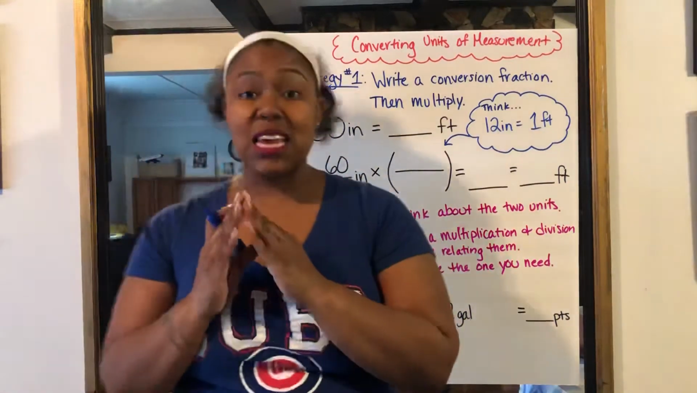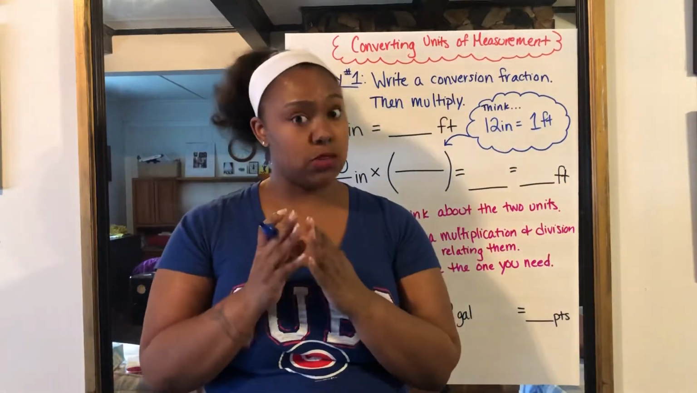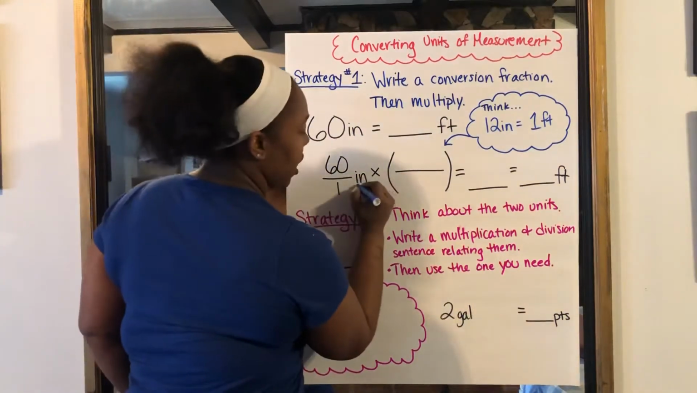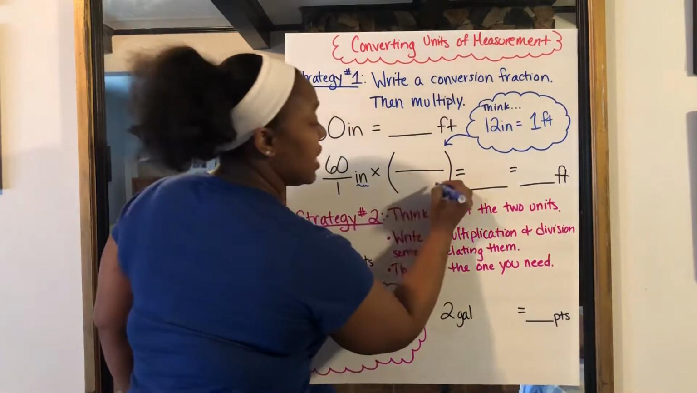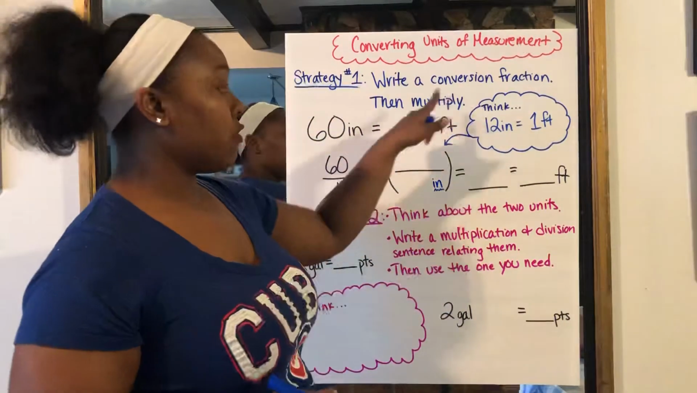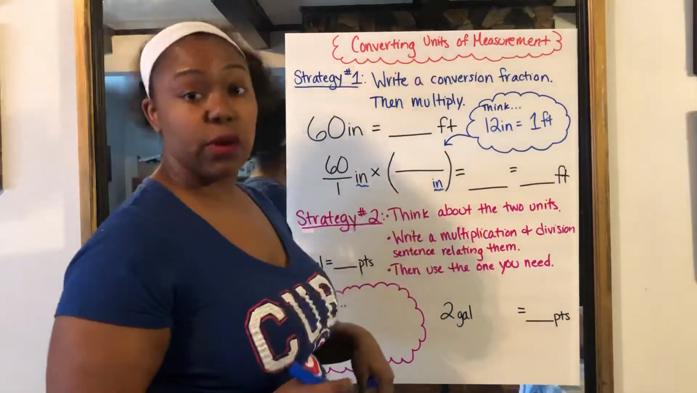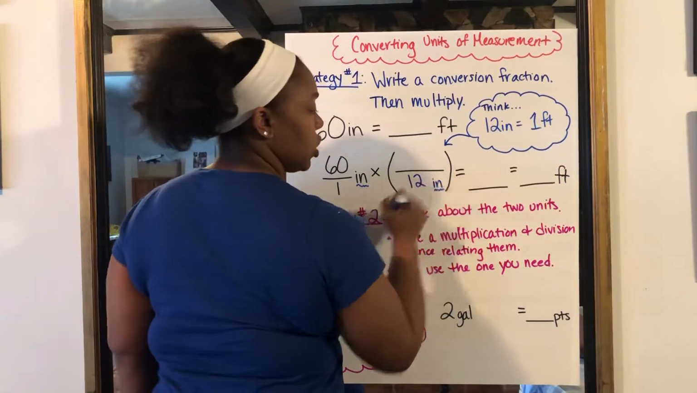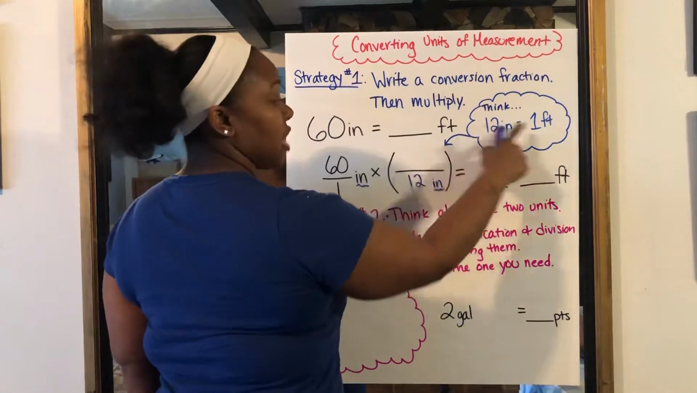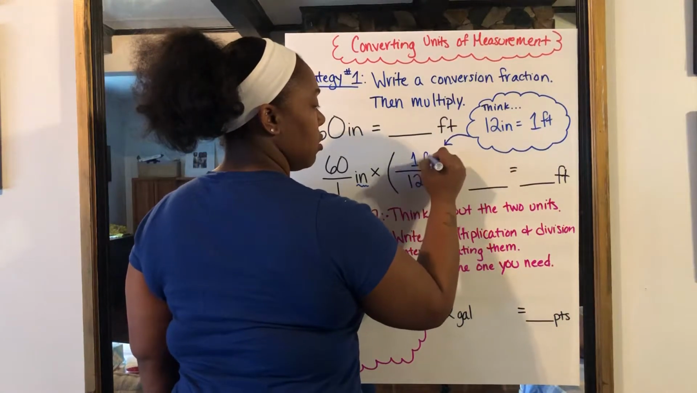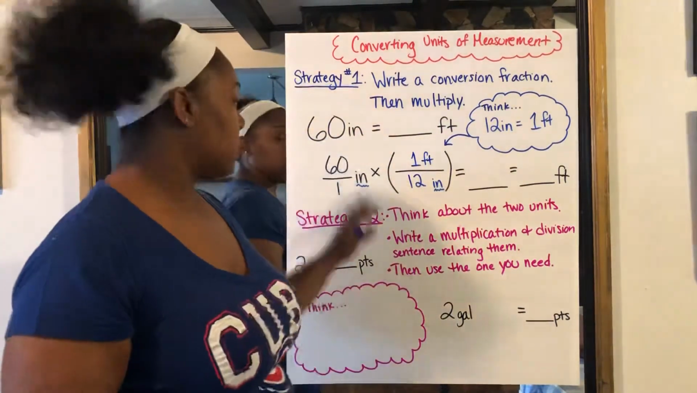Now, the key to this one is, please remember, don't forget, whatever unit you are trying to get rid of needs to go on the bottom of your conversion fraction. That's how we get rid of it, okay? So I'm going to put 12 inches on the bottom, and then on the top is the one that I want. I want feet, so I'm going to put 1 foot on the top, okay?